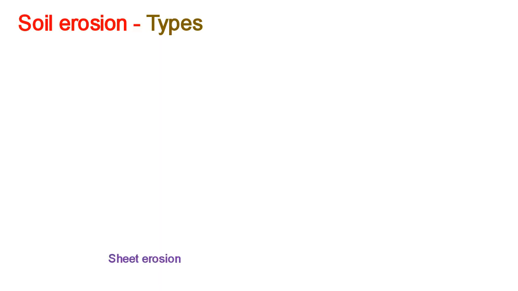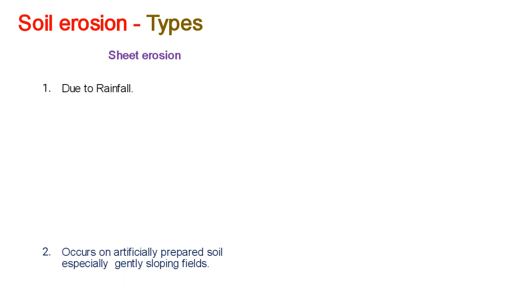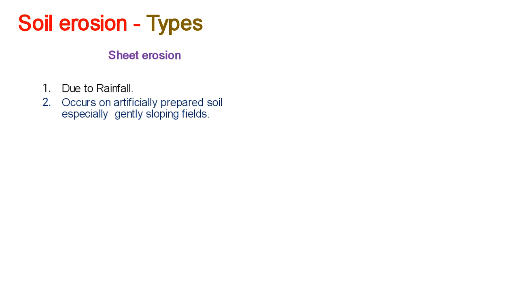Soil erosion can be broadly classified into two types: sheet erosion and gully erosion. Sheet erosion means erosion which takes place over a large area at once in a relatively uniform manner, and this is due to rainfall. It occurs usually on artificially prepared soil, or especially on a gently sloped field.